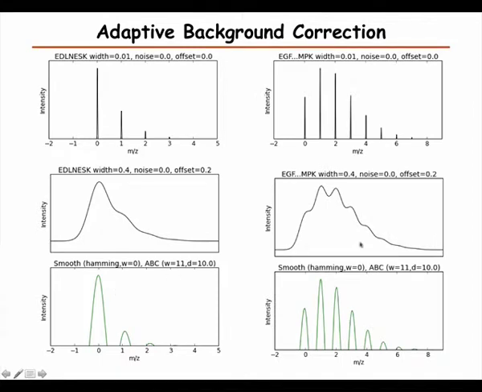So then another example, by applying this adaptive background correction, we can separate the peaks, but again, it's not perfect, because as you see here, it's not centered around 0.